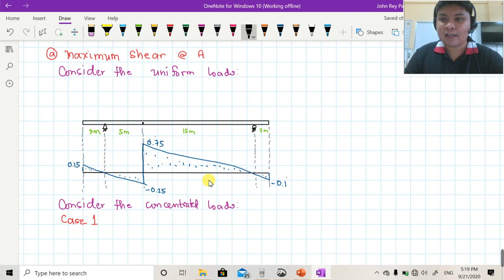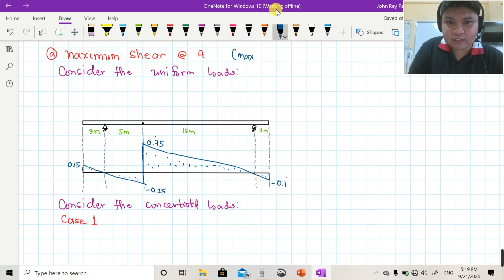So, di ba nga, nalalaman natin kung ang maximum shear is positive or negative, depende sa area. And sa pagkakataong ito, halata that the positive is ruling over the negative area. So, therefore, labelan na lang natin that maximum shear is positive shear. Okay, so una, consider the uniform load.